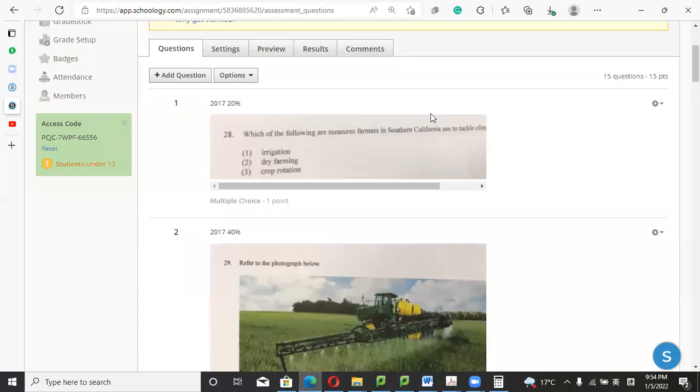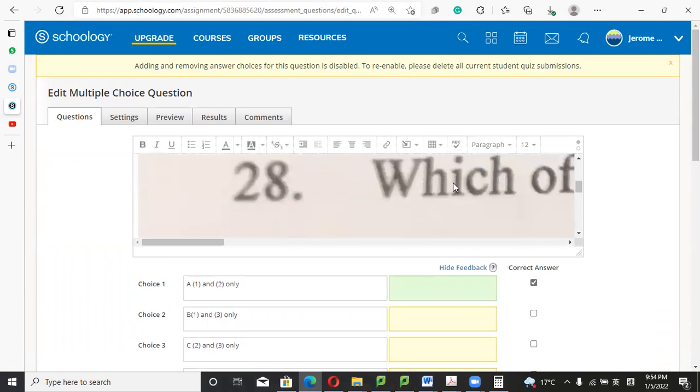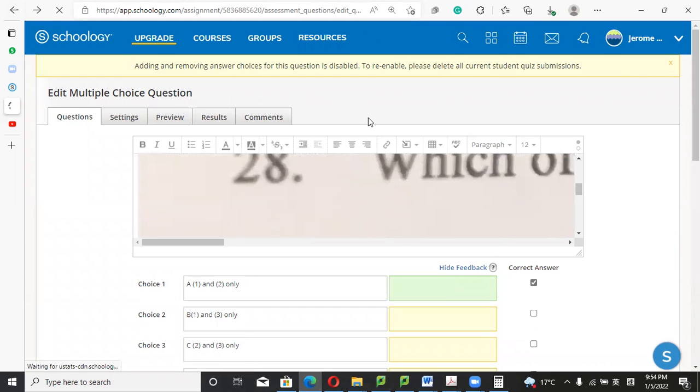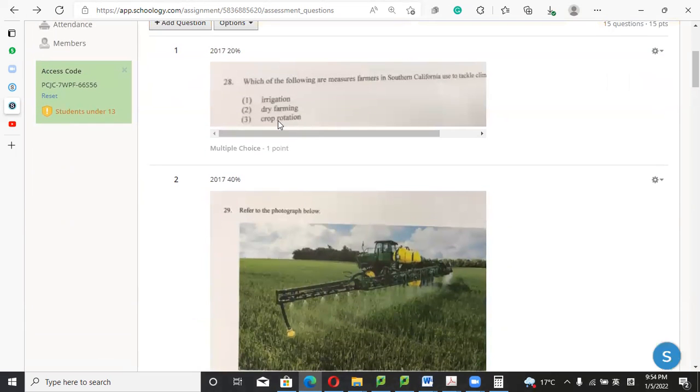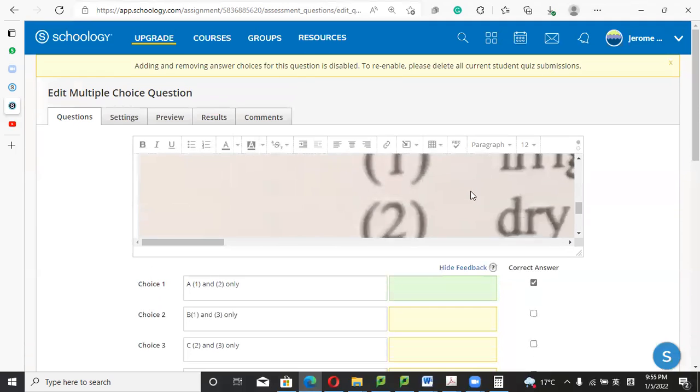Whether we are talking about Schoology, Unit 5, CP5, okay? First of all, this question, which of the following measures are used in Southern California to tackle the climate constraint? If it's talking about tackle, then it's going to solve this problem. Then it should be irrigation and also dry farming.